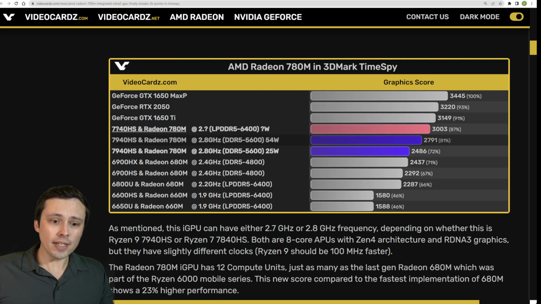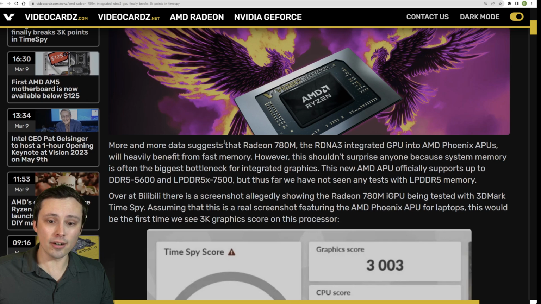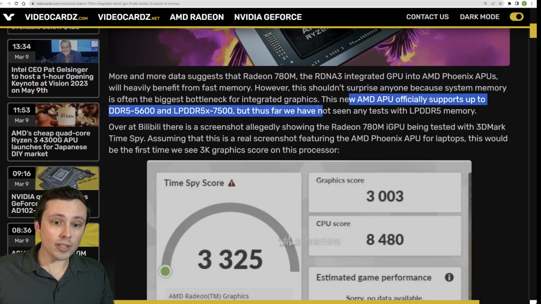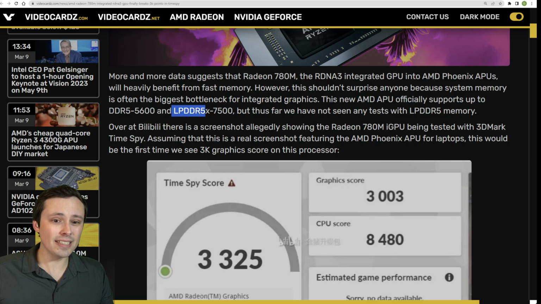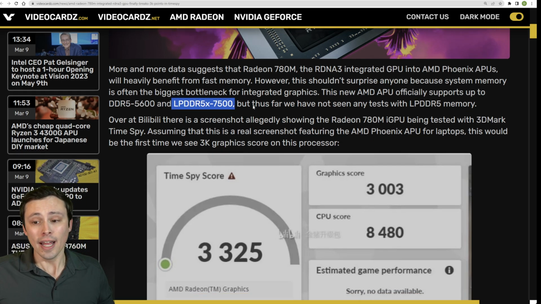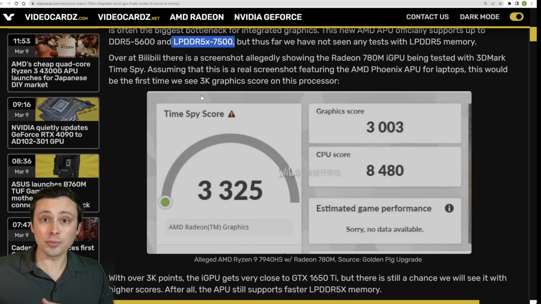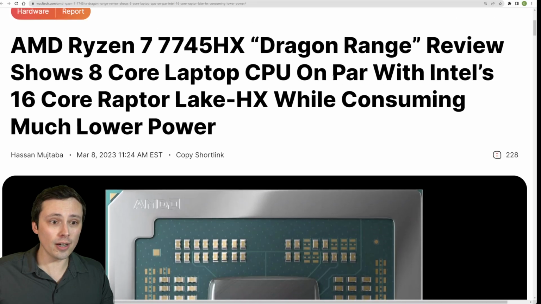Now, the previous scores with the 780M were done on slower memory, DDR5 5600, and it is noted in the article that this APU should be able to officially support up to LPDDR5X 7500. If you guys are unaware, integrated graphics rely on the memory of the rest of the system, so a lot of times the memory speeds are actually the bottleneck for the integrated graphics. So it would be interesting to see how fast this could be on LPDDR5X 7500.